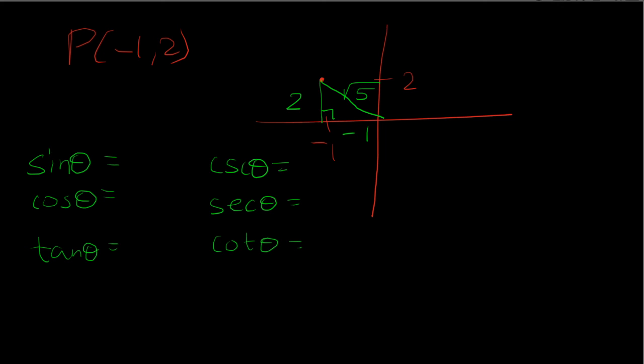Sine is opposite over hypotenuse, and again our angle is going to be the one closest to the origin. Cosine is adjacent over hypotenuse, and tangent is opposite over adjacent. Then cosecant is the reciprocal of sine, secant is the reciprocal of cosine, and cotangent is the reciprocal of tangent. And those are my 6 trigonometric functions.